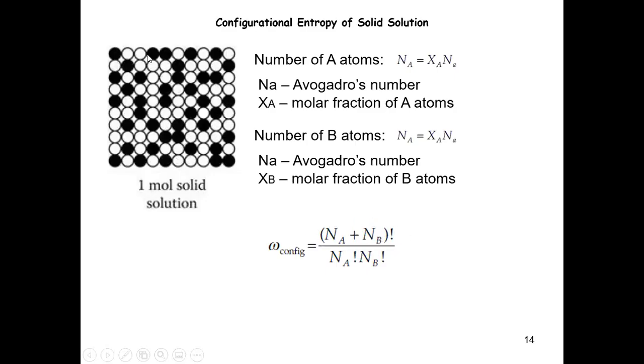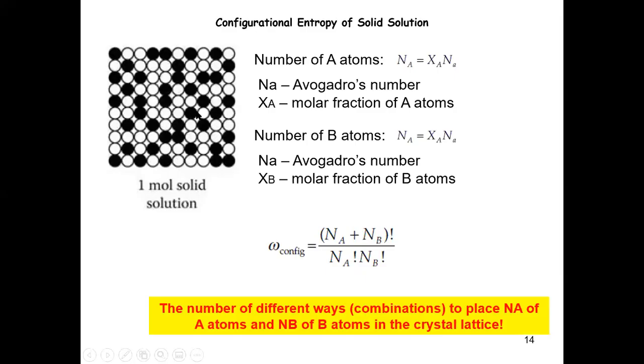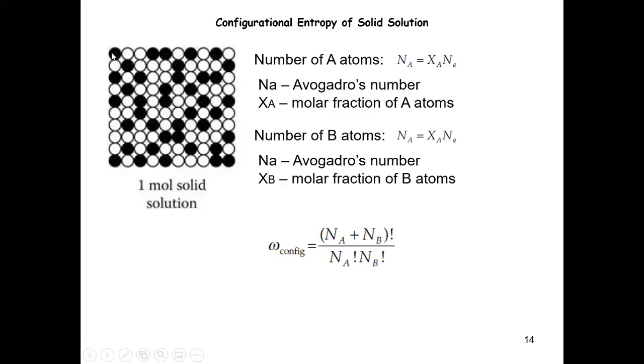Yes. Okay. Because why? Because for the first site, how many choices do you have? One. You have NA, right? You can choose any one out of NA different atoms to put onto this particular first site. So for the first site, you have NA different choices.